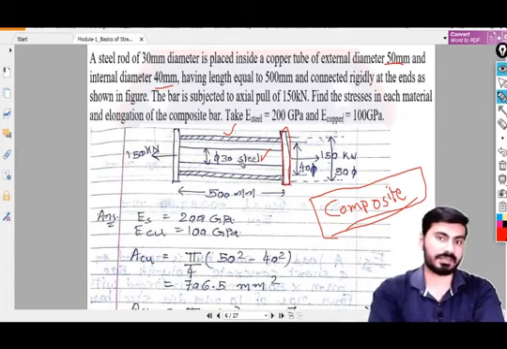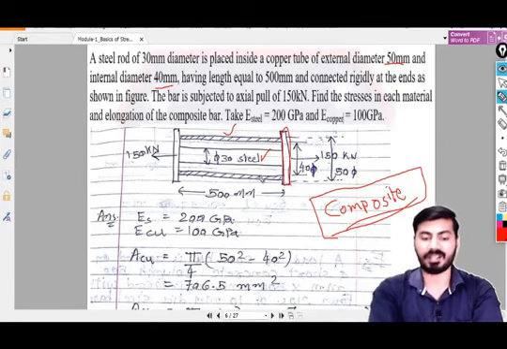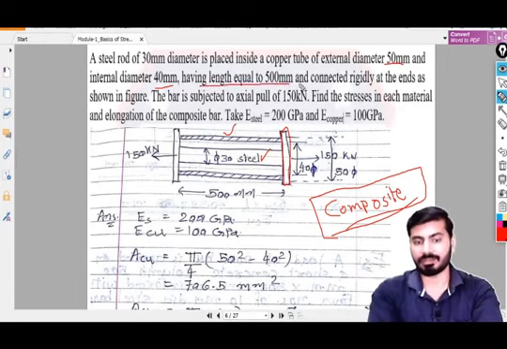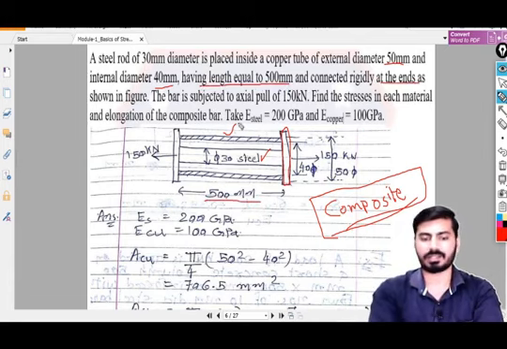For the steel it is different, for the copper it is different, but the diagram is represented from the given data which is already provided in your example. Both have an equal length of 500 mm, so the length of the bar is 500 mm, connected rigidly at the ends. At the ends we have connected both materials together. The bar is subjected to an axial force of 150 kilonewton. As you can see, we have provided an axial pull, or externally applied tensile force, of 150 kilonewton. Find the stresses in each material.